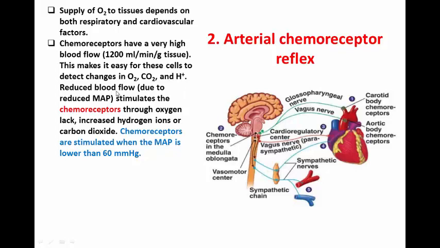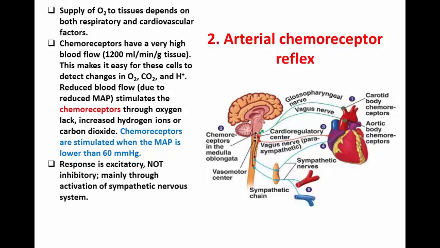Accordingly, when blood flow is reduced as a result of reduction in the mean arterial blood pressure, this would stimulate the chemoreceptors through oxygen lack, through increased hydrogen ion concentration, and through increased carbon dioxide. Chemoreceptors are stimulated when the mean arterial pressure is lowered to levels lower than 60 millimeters of mercury. So the arterial chemoreceptor reflex works as a second line of defense, a short-term mechanism, if you like, against changes in the mean arterial pressure.